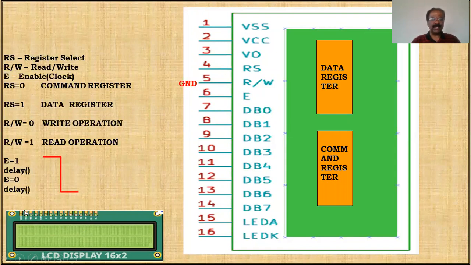It has totally 16 pins. Here we can see 16 pins. We can say pin number 1 to pin number 16. Here we have 8 data lines, data pins. It's also called data bus DB. That is starting from pin number 7 till pin number 14. We have 8 data lines.